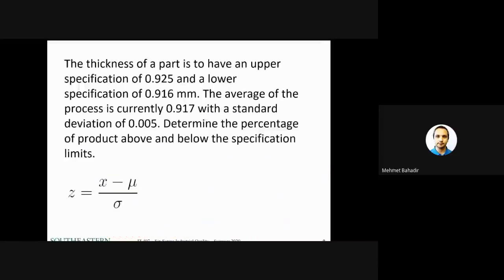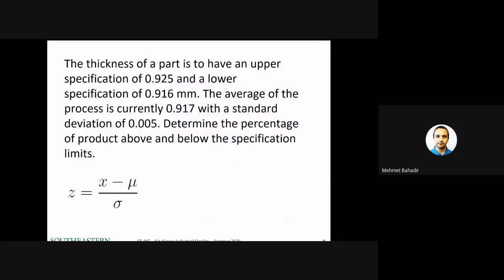Next question is nothing different, but it requires one more step. So what does it say? The thickness of a part is to have an upper specification of 0.925 and a lower specification of 0.916 millimeters. Yeah, the specifications are defined by the design engineer, right? The average of the process is currently 0.917, standard deviation is 0.005. Determine the percentage of product above and below the specification limits.